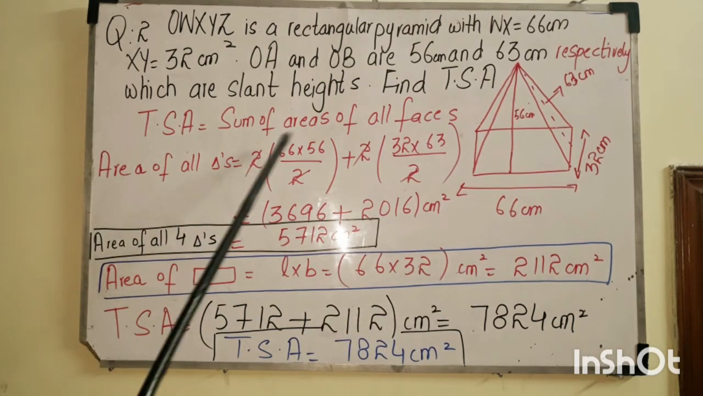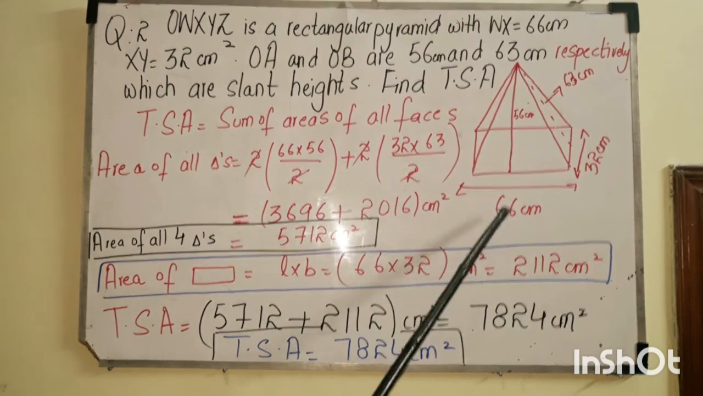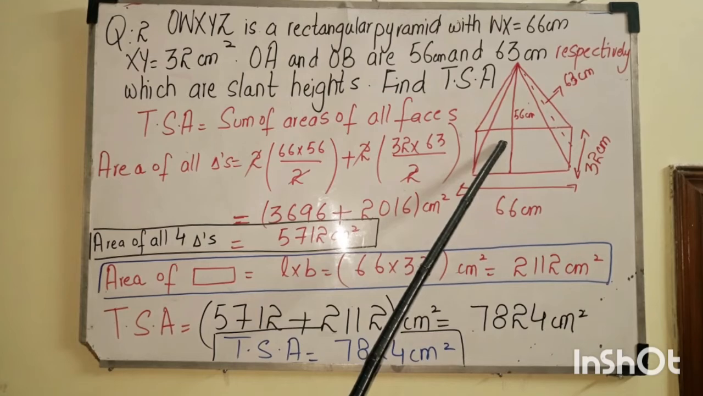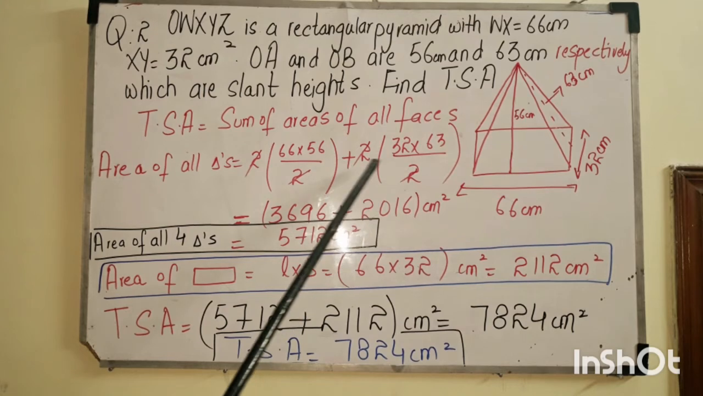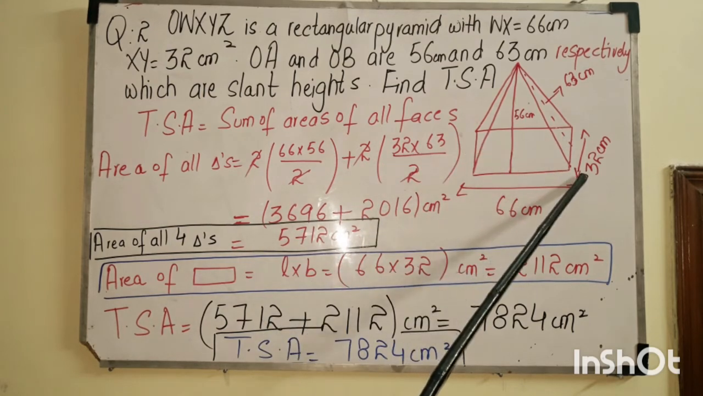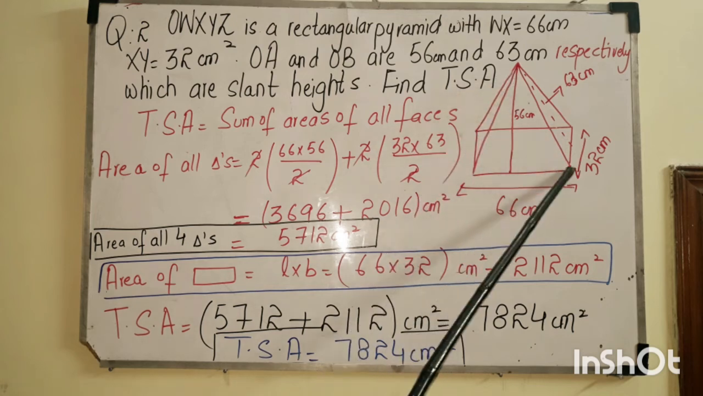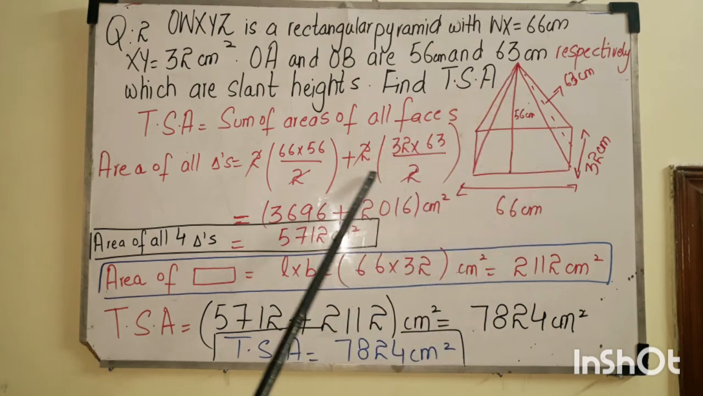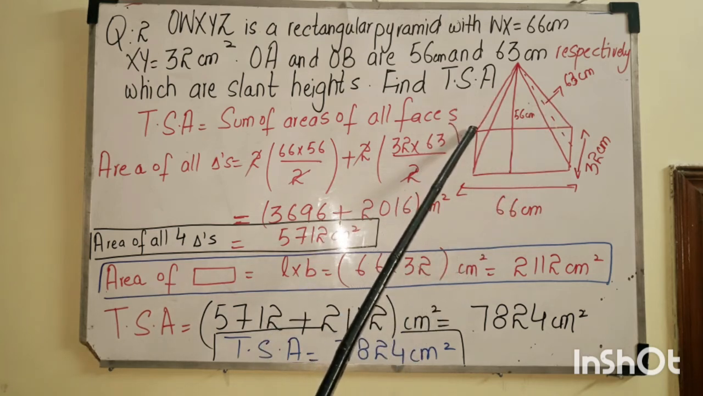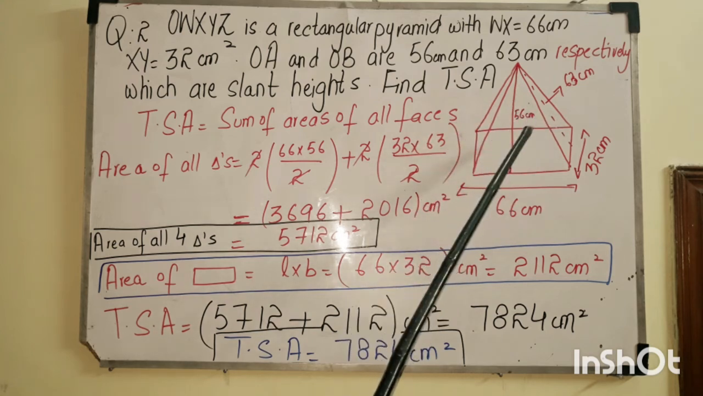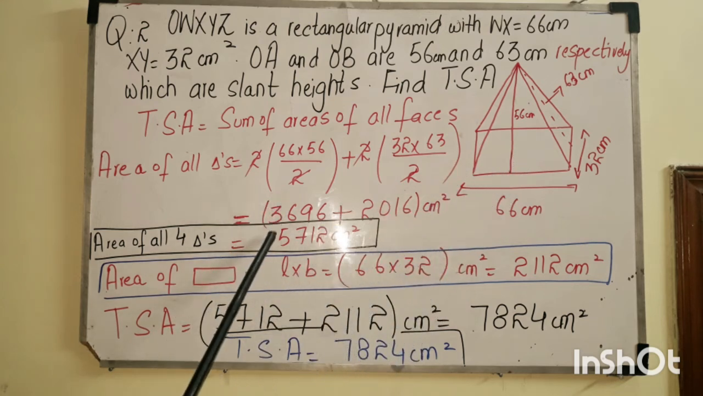How? 2 into base multiplied by height divided by 2. First I will take the base 62 and the height 56 divided by 2. The 2 and 2 will cancel each other. Now I will take the next 2 triangles. The base of the next triangle is 32 and the height of this triangle is 63. 32 into 63 divided by 2. Why have I multiplied it by 2? Because, again I am repeating, the opposite triangles will have the same area. These opposite triangles will have the same area, and this front face triangle and the opposite face, which is not visible to you but is part of the pyramid, will have the same area. After calculating, I got the area of all 4 triangles: 5712.